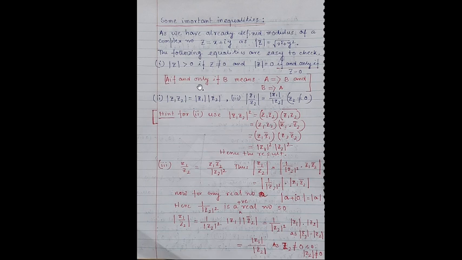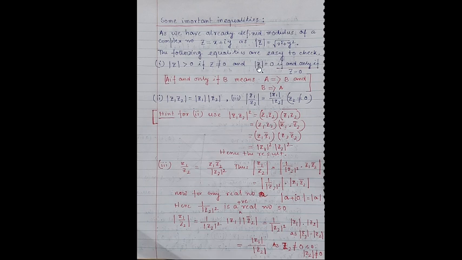A if and only if B means A implies B, as well as B implies A. So in this case we have to show that mod Z is 0 implies Z is 0, as well as Z is 0 implies mod Z is 0.